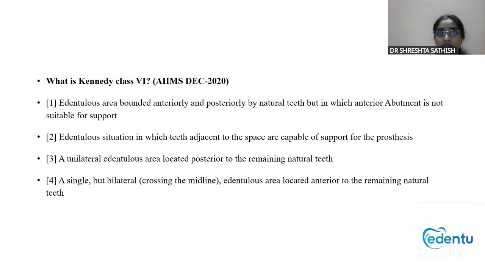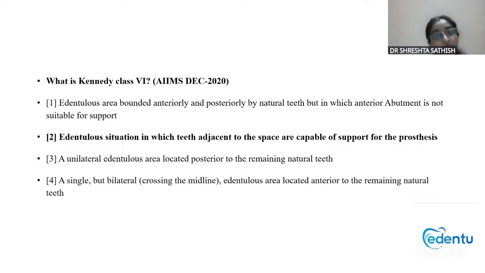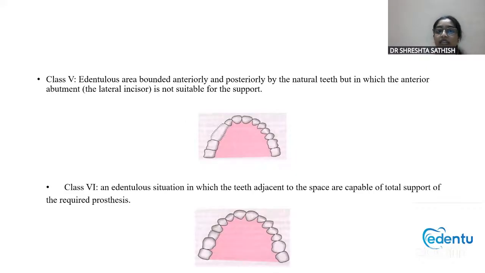We're talking about class 6. A single but bilateral edentulous area which crosses the midline is class 4 of Kennedy's classification. Class 6 is an edentulous situation similar to class 3, but with the supporting teeth, that is the anterior and posterior abutment teeth, capable of support, whereas class 5 is where it is not capable of support. So this is class 5, edentulous areas bounded anteriorly and posteriorly by natural teeth, but in which the anterior abutment is not suitable for support.